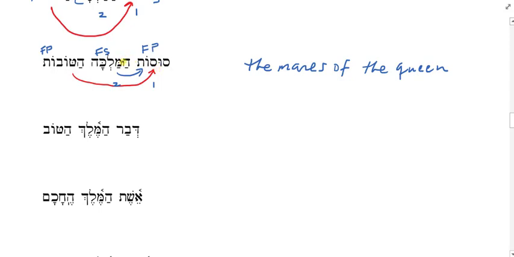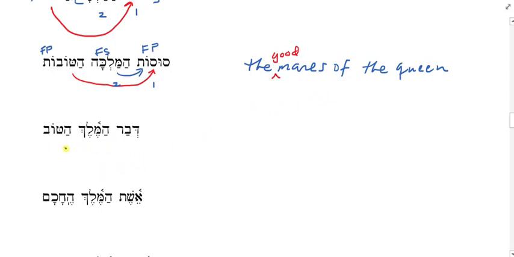That's right, but thing two makes it definite because thing two is definite. So it is agreeing in gender, number, and definiteness. So I'm going to translate this as the good mares of the queen. Okay? All right, look at the next one.